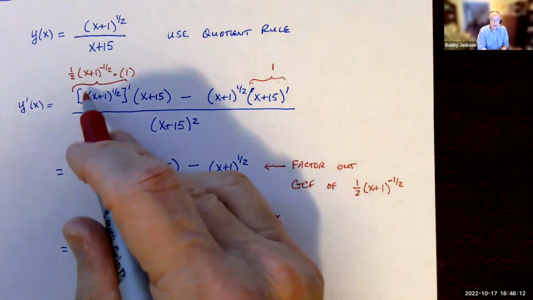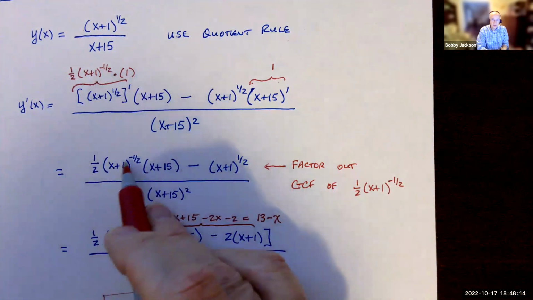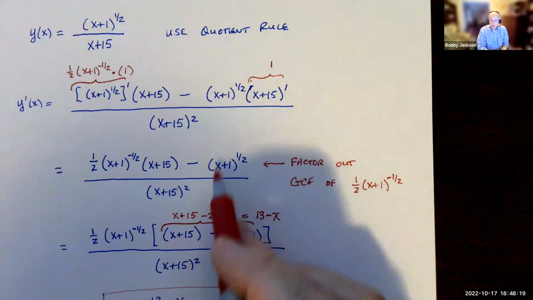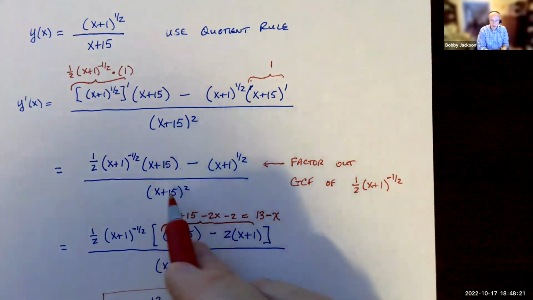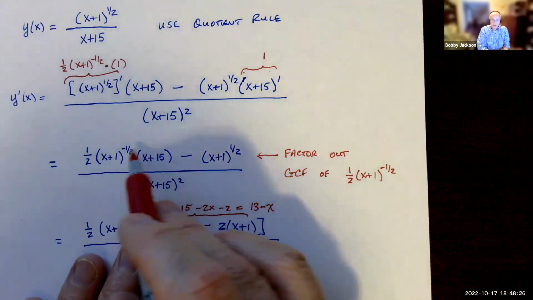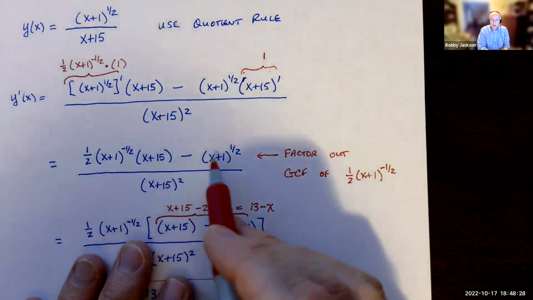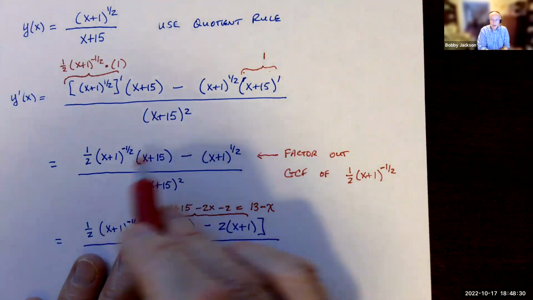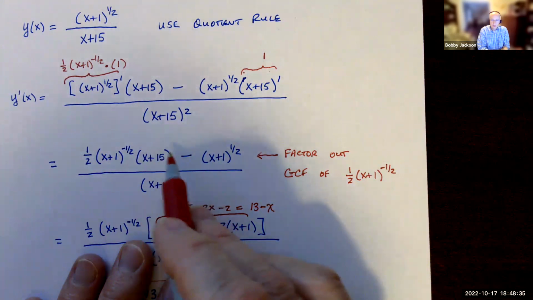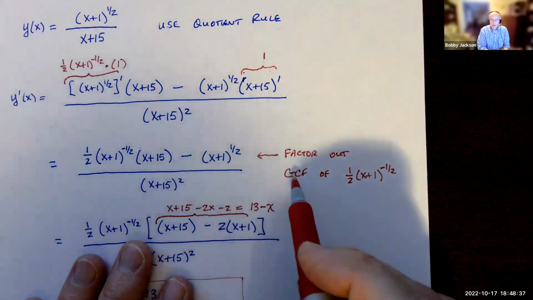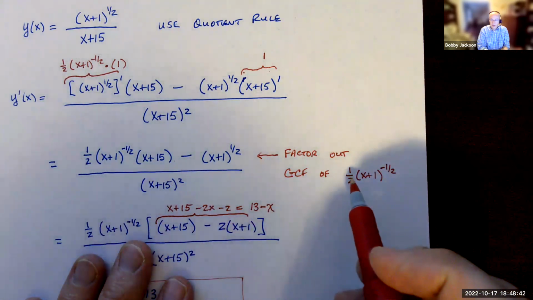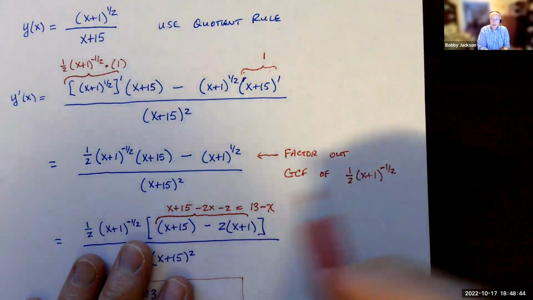So if I simplify, I've got 1/2 x plus 1 to the negative 1/2 times x plus 15 minus 1 times that is just x plus 1 to the 1/2. Again, all over x plus 15 squared. Now I'm going to do this, but now the same thing, you could again rewrite this as fractions and find the least common denominator and subtract them. I'm just going to factor out the GCF. Again, I'm going to factor out a 1/2, kind of what I did before with the other example, times x plus 1 to the negative 1/2.